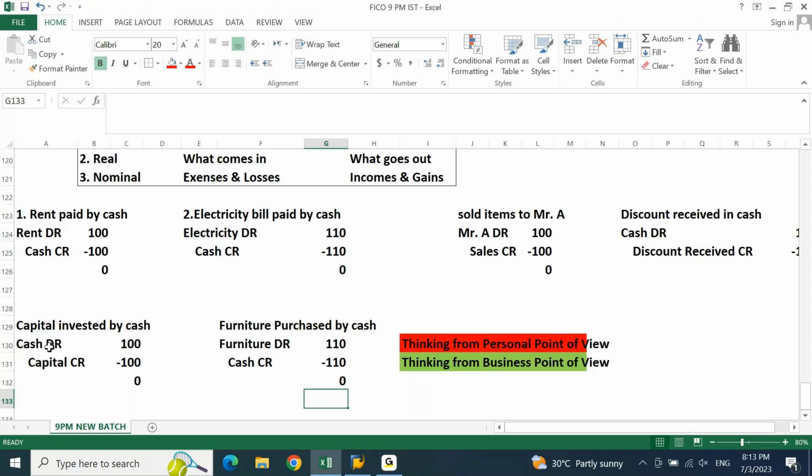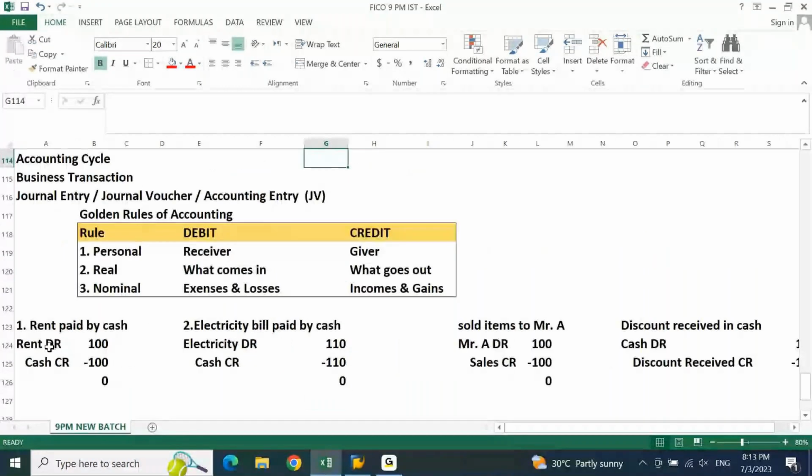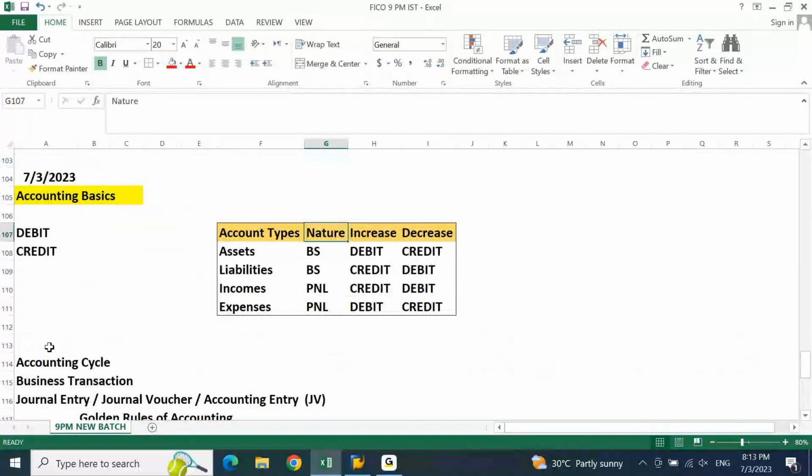To write these basic accounting entries, you must keep these points in mind. First, type of accounts. By looking at the transaction, the first thing you need to determine is whether it is asset, liability, income or expense. This is your point number 1. The moment you look at any transaction, make sure you are able to differentiate between asset, liability, income and expense.